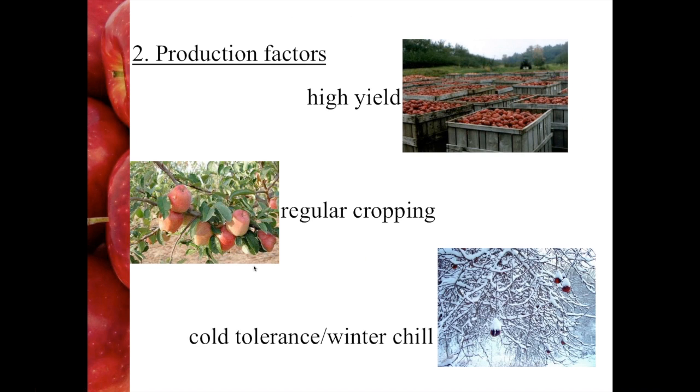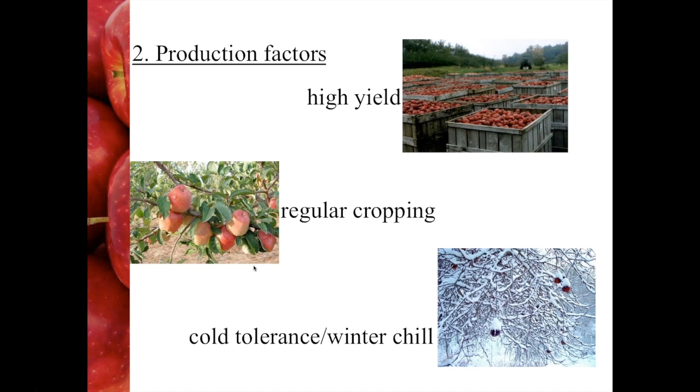So that was my first set of breeding targets. The second set, production factors. I think high yield is self-explanatory. And perhaps in apple it's not as important as it is in some other crops, because you can deal a lot horticulturally with yield in terms of tree spacing and the structure of the tree, but there still has to be a certain level of yield there to make it a viable selection.